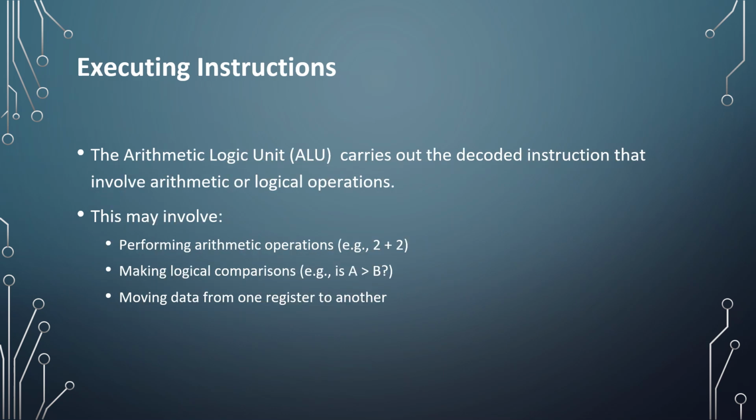After decoding, the instructions are then executed. The Arithmetic Logic Unit, the ALU, carries out the decoded instructions that involve arithmetic or logical operations. This may involve performing arithmetic operations, e.g. 2 plus 2, making logical comparisons, e.g. is A greater than B, or moving data from one register to another.